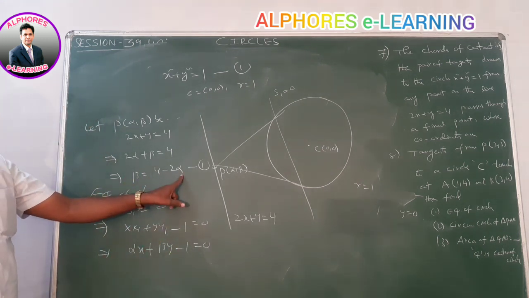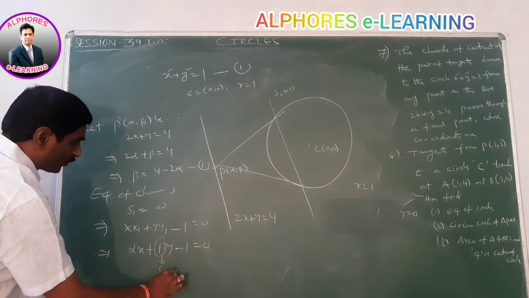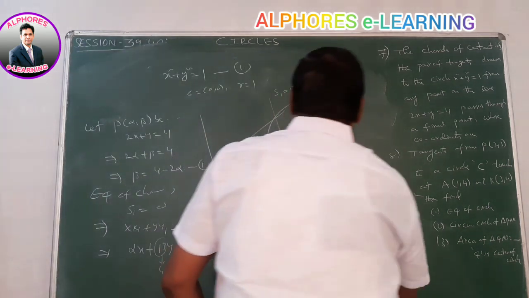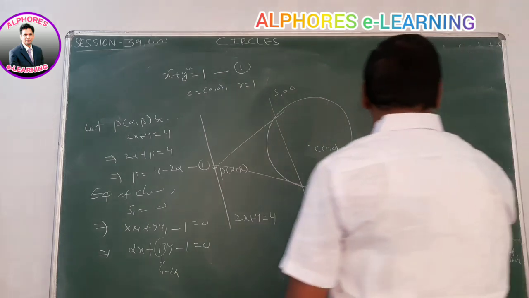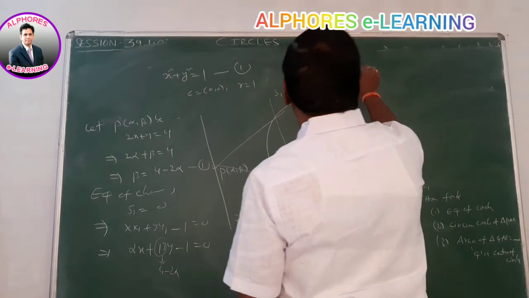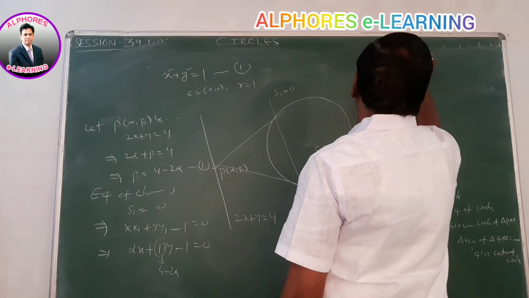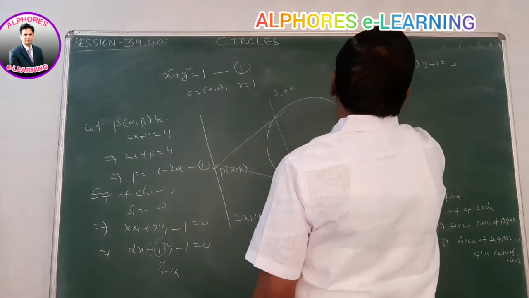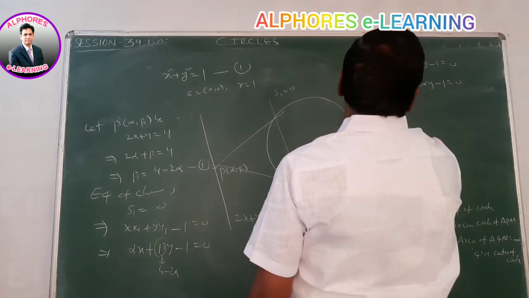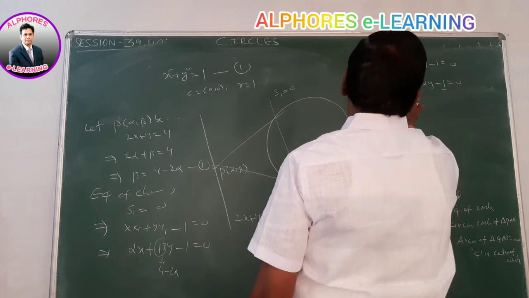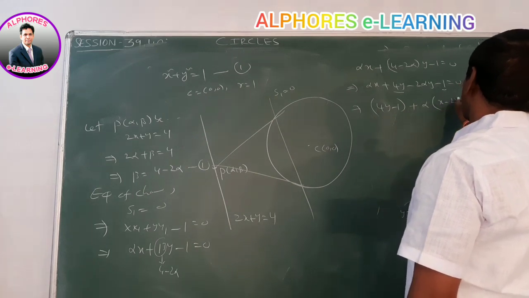But we know the relation between alpha and beta. What is the value of beta? Beta equals 4 minus 2 alpha. Substitute it. This equation reduces to alpha x plus (4 minus 2 alpha) y minus 1 equals 0. That means alpha x plus 4y minus 2 alpha y minus 1 equals 0. Separate alpha terms and non-alpha terms: 4y minus 1 plus alpha (x minus 2y) equals 0.